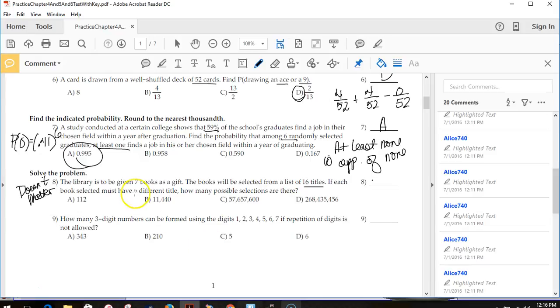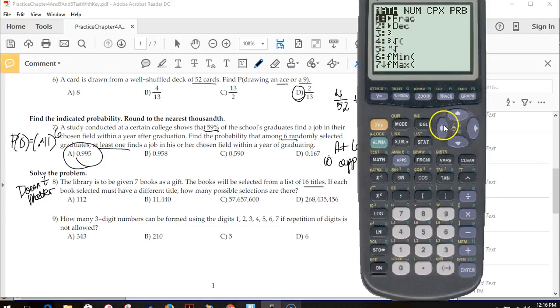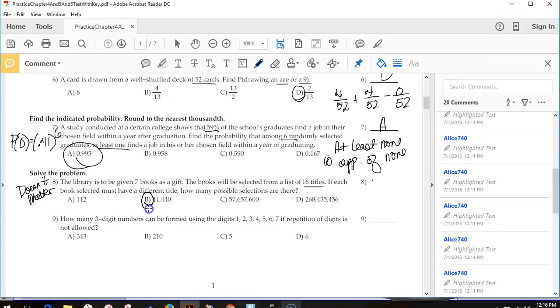So that means it's an nCr. So I go to the calculator. I have 16 books that I'm choosing from. And I go math over to probability down to nCr. And I want to pick 7. How many different combinations are there? 11,440. B.